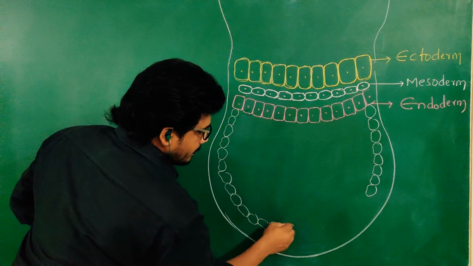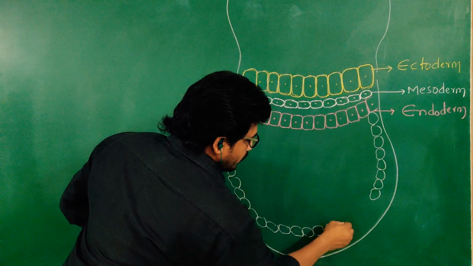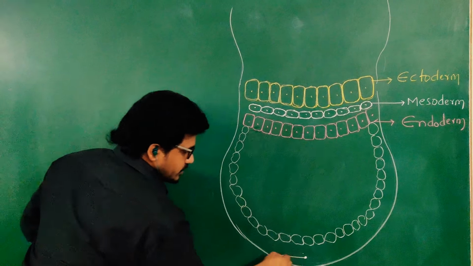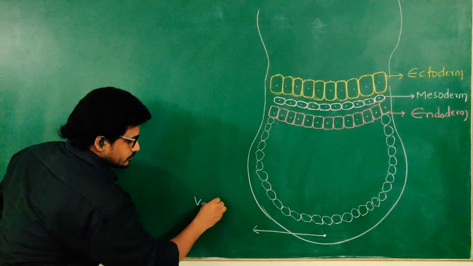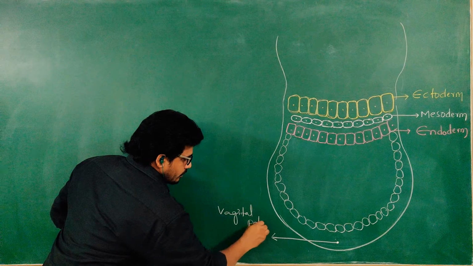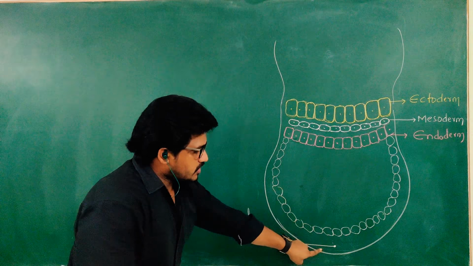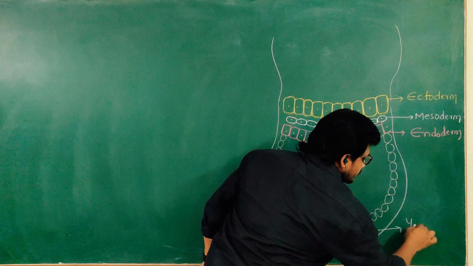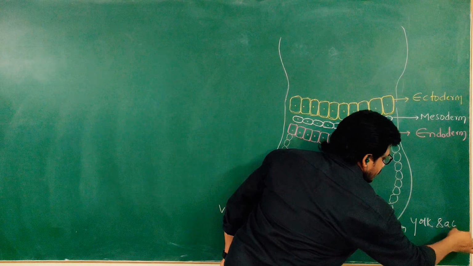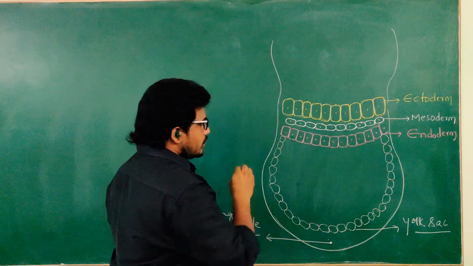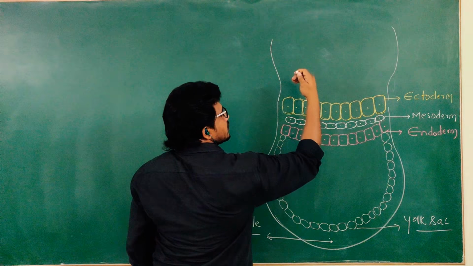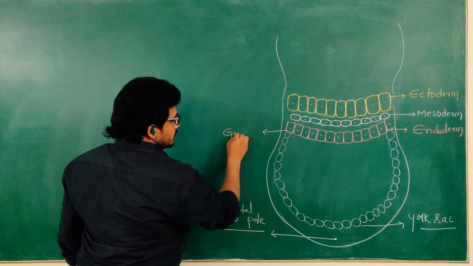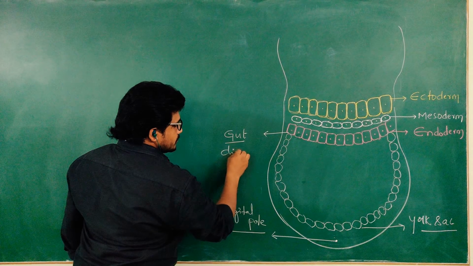Endoderm towards the vegetal pole gives the yolk sac. It is a very important part. This is the vegetal pole. Endoderm towards the vegetal pole forms the yolk sac, which we have already discussed in the last video session. The same endoderm towards the embryo side, the animal side, forms the gut. Gut means the digestive system.